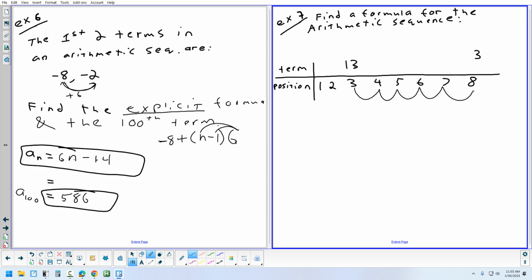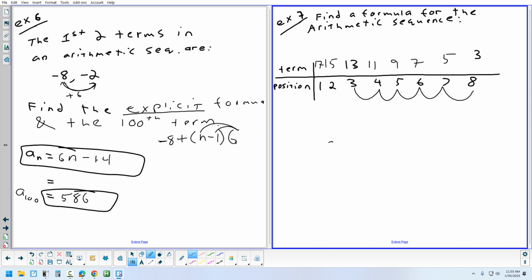You're traveling 10 units in 5 jumps. Each jump has to be equal. So 2 units per jump. So each jump is 2 units, and that allows you to fill all of those in between. But we want to go backwards now to get the first term. So we subtract 2 each time. So how would we go backwards? Add 2. We'd add 2. And the first term? 17.